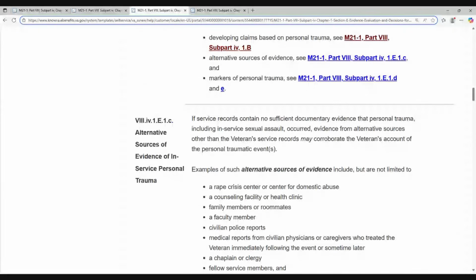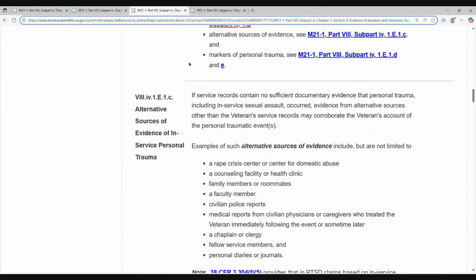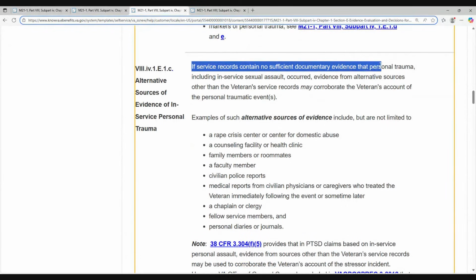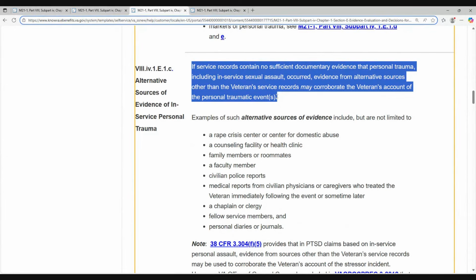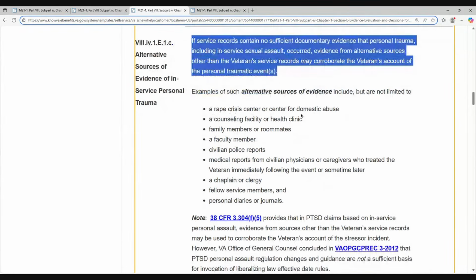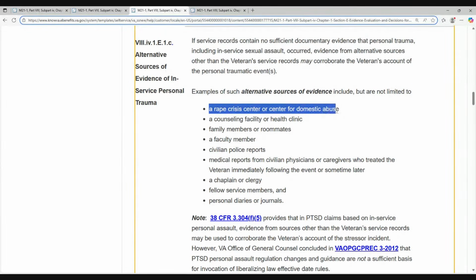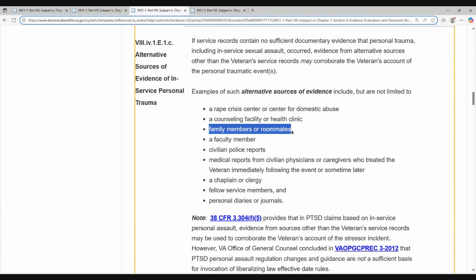What we're looking at here is objective information: a list of more defined potential acceptable alternative sources of evidence. So the Rape Crisis Center or domestic abuse counseling facility and or health clinic, family members or roommates. Now, obviously with family members or roommates, this is going to be evidence that is like a lay statement or a buddy statement. Once again, I can't stress this enough.